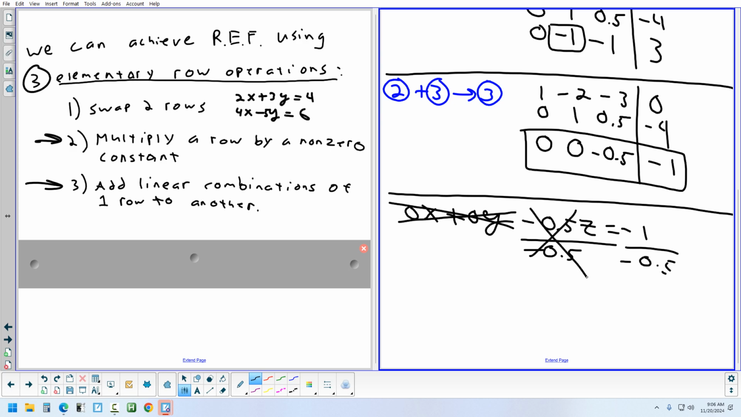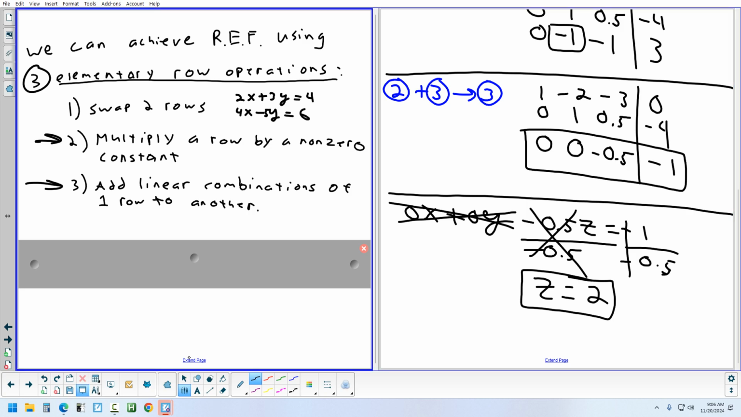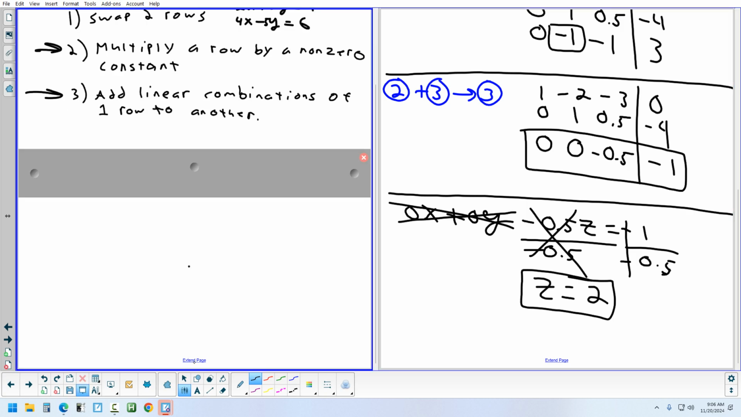Negative divided by a negative, that's gone. What's 1 divided by a half? 2. Yep. And once you get your first answer, the rest of the problem is like what we did yesterday. Now you substitute it back in to get your other answers. So let's do y next.